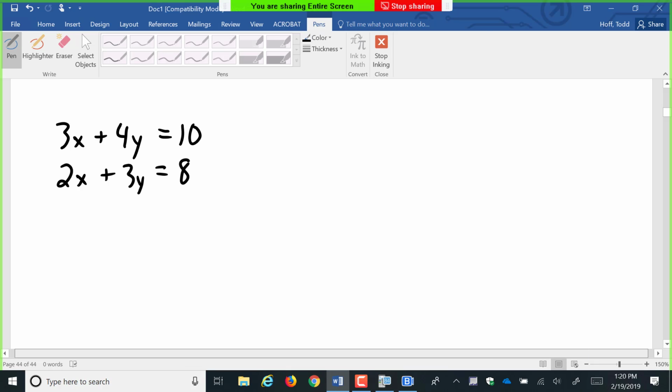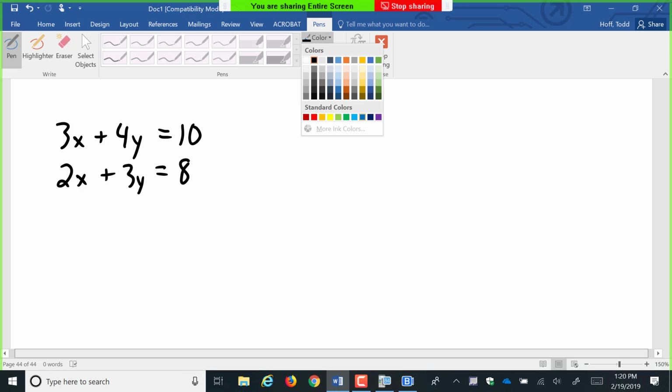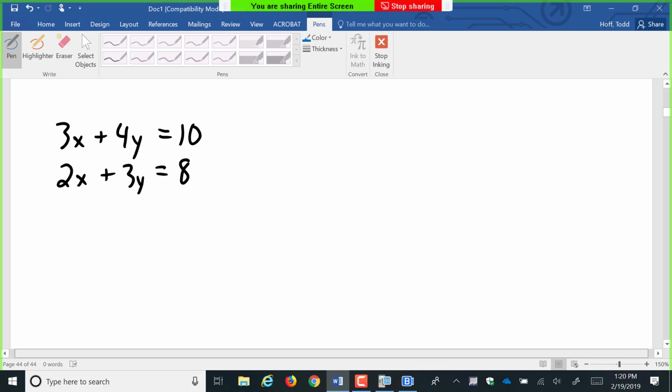So when we look at this one, which variable did you decide to get rid of, x or y? We got rid of the x's, okay. What do we multiply the top equation by? Negative 2, okay, so then the bottom equation? 3, okay. You could have done positive 2 and negative 3, that would have worked as well. So the top equation, if we're multiplying by negative 2, what do we get?